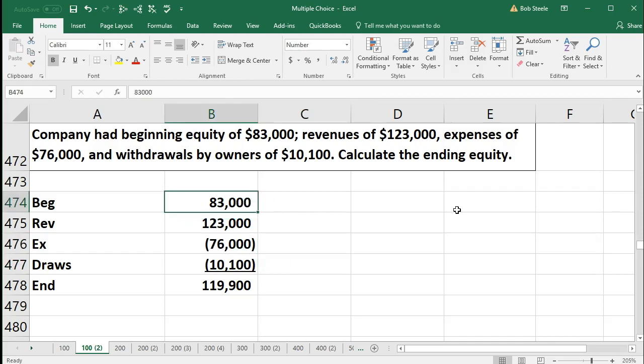Remember that when we're looking at equity, we're talking about beginning balance plus net income calculated as increasing in revenue, decreasing in expenses, and then draws are going to decrease the equity as well, although not part of the net income calculation. That will give us the ending equity. So beginning equity plus revenue minus expenses minus draws.